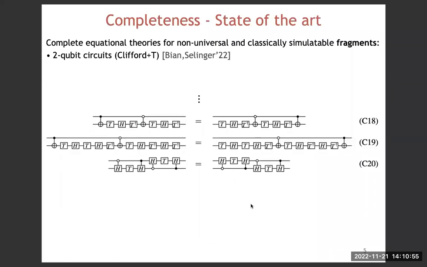So what do we know about completeness for quantum circuits? We have a few results. The state of the art is the following. First of all, we have this nice result by Peter Selinger and Xiaoning Bian, a completeness result for two-qubit circuits, so only circuits acting on two qubits. Moreover, it's for the Clifford plus T fragment. Using Clifford plus T is probably more difficult than using the entire space, but this result is for this particular fragment.